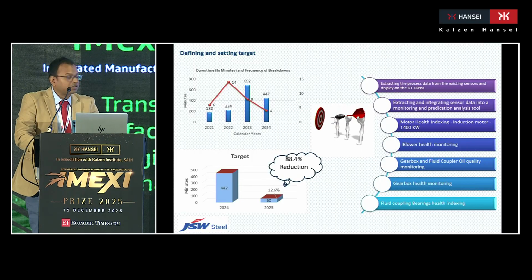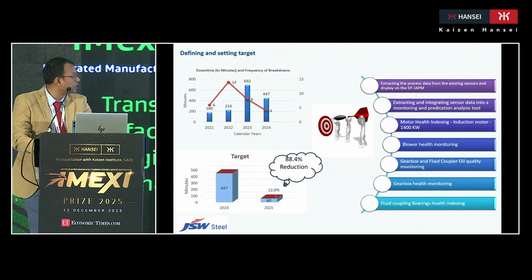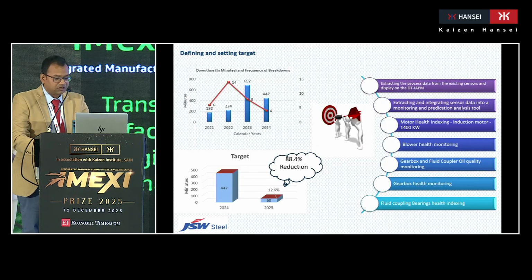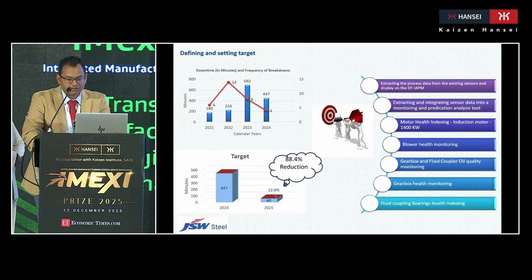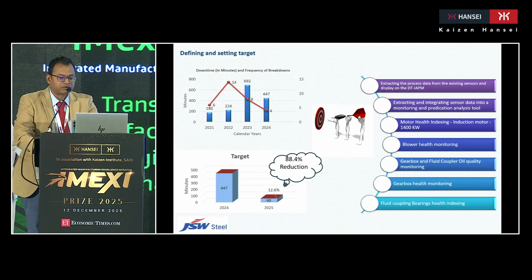For the financial year, we have targeted to reduce the downtime by 88%. The target downtime is 60 minutes. For 25, the key initiatives include motor, blower, gearbox, and fluid coupler health monitoring, as well as the data integration into a monitoring and prediction analysis tool.